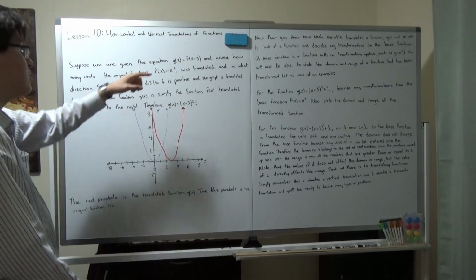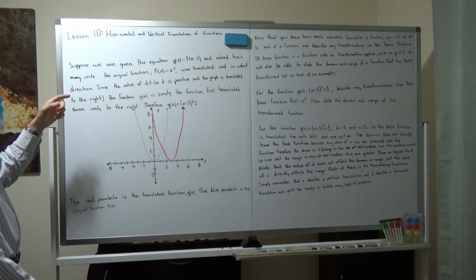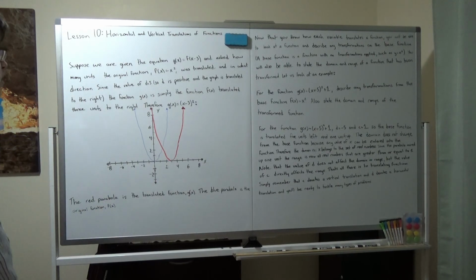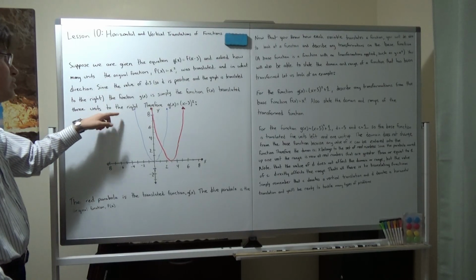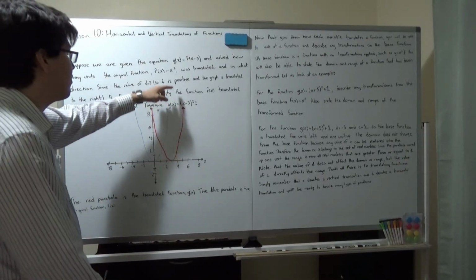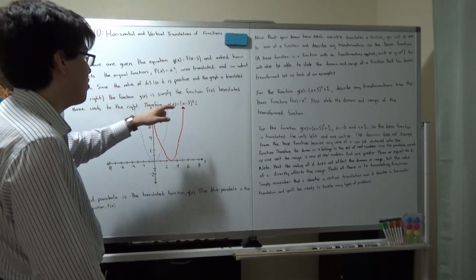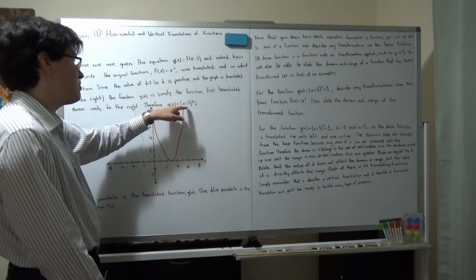So d is positive, and the graph is translated to the right, because we have a value of d that is equal to 3. So the function g of x is simply the function f of x translated 3 units to the right. Therefore g of x equals this function, f of x equals x squared, translated 3 units to the right. Or g of x equals x minus 3 squared.